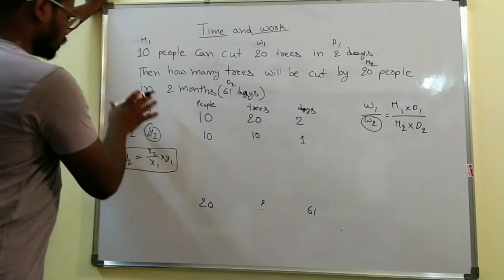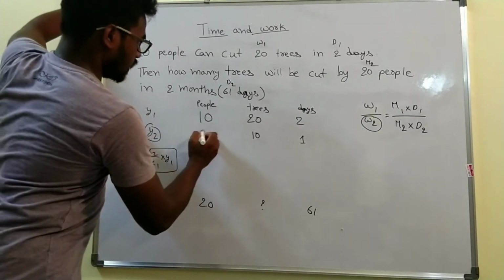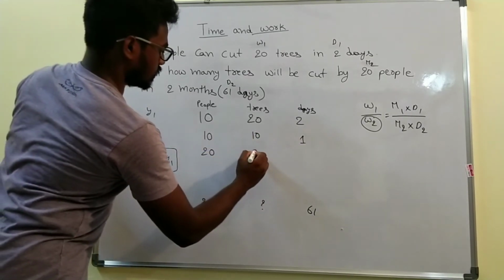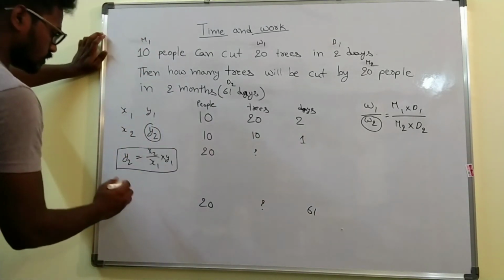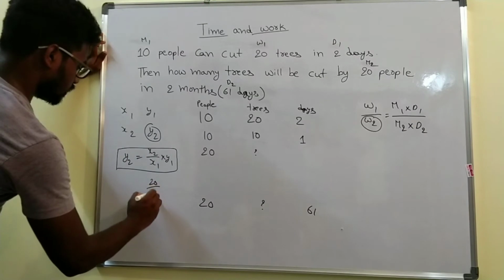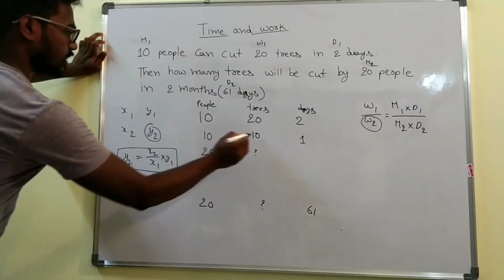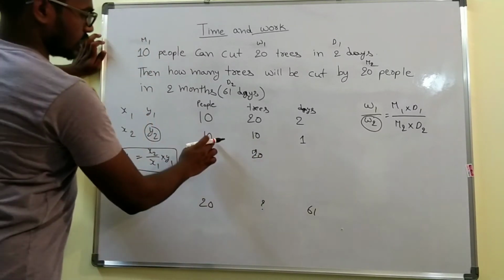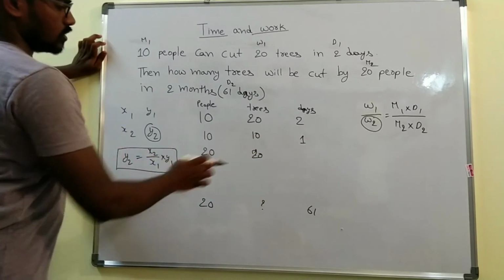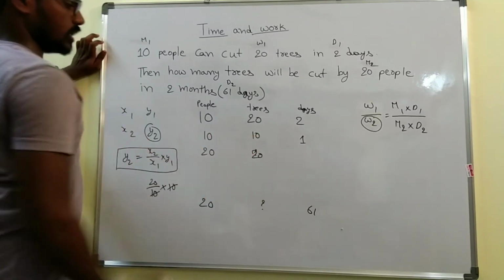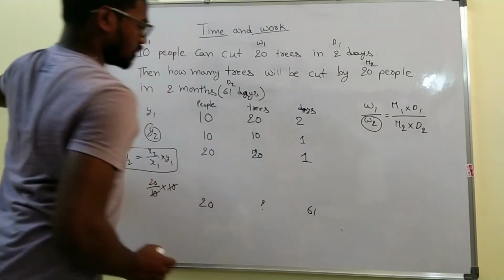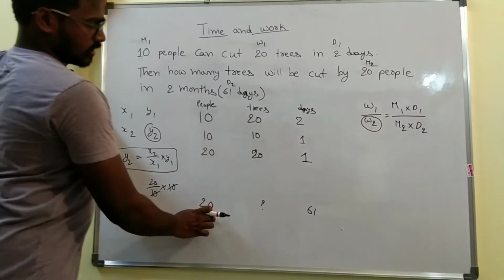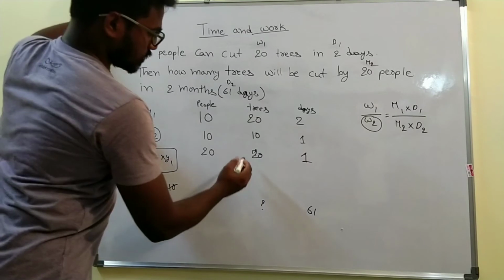Here also we can follow this pattern. If 10 people can cut 10 trees, then how many trees can 20 people cut? We follow 20 by 10 into 10, so that is 20. Without the formula also we can know: 10 people 10 trees, 20 people 20 trees, in 1 day. Now we have got that 20 people can cut 20 trees in 1 day. Then how many can they cut in 61 days? Obviously we can see this pattern.